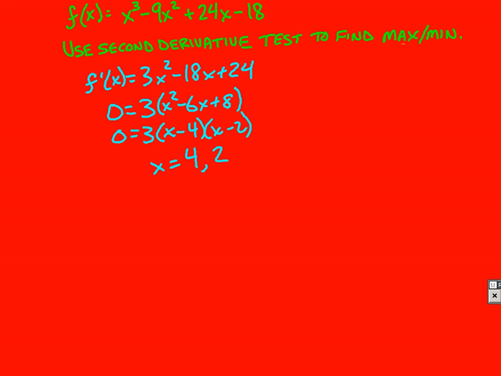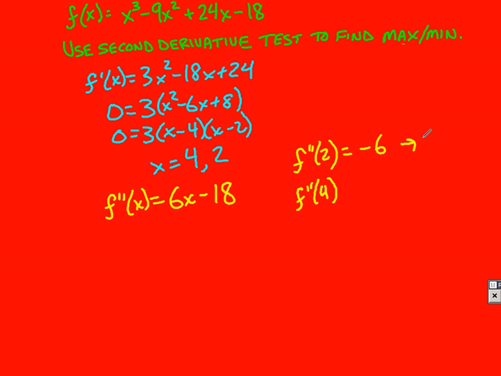Now I'm going to plug these into my second derivative, so I need to take the second derivative first. I will get 6x minus 18 as my second derivative. So I will plug in f double prime of 2 and f double prime of 4. When I plug in f double prime of 2, I will get 12 minus 18, which is negative 6.